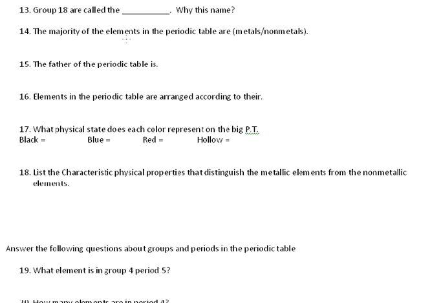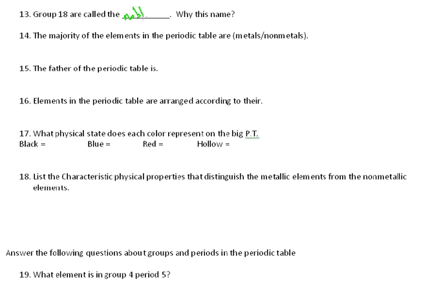So taking a look at number 13 on the back side of the paper, it says group 18 elements. These are called our noble gases. And we call them noble gases because just like the nobility, they don't interact with the commoners. So they are very non-reactive.